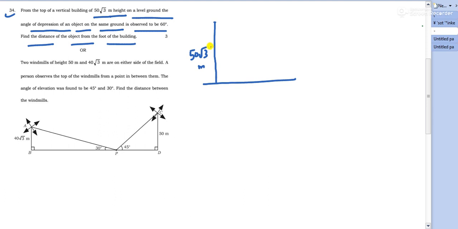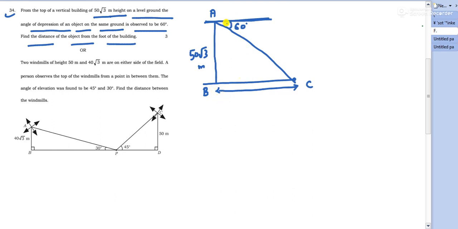Now the angle of depression of an object on the same ground. There is an object over here. When someone looks from here to this object, the angle formed with horizontal is called the angle of depression. This is given as 60. Find the distance of the object from foot of building. This is foot of building. I have to find this distance. So I'll name this as A, B, C. Always try to write the figure with your own notation, and then try to solve.